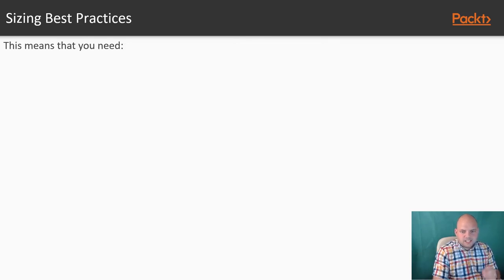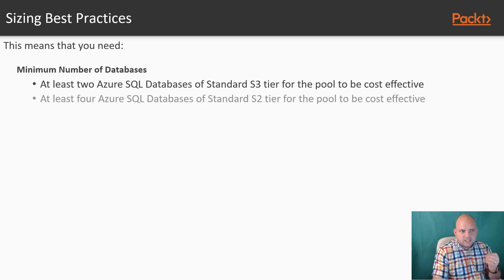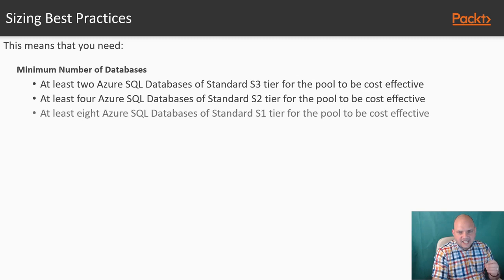Now this means you need at least 2 Azure SQL databases of standard S3 tier for the pool to be cost effective. We'd need at least 4 Azure SQL databases of standard S2 tier for the pool to be cost effective, and at least 8 Azure SQL databases of standard S1 tier for the pool to be cost effective.